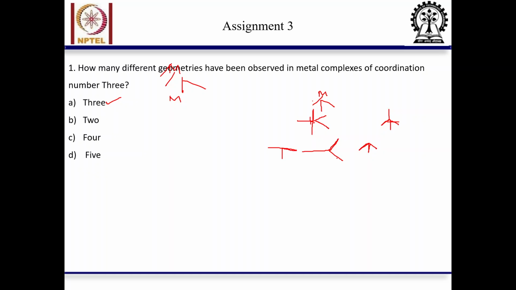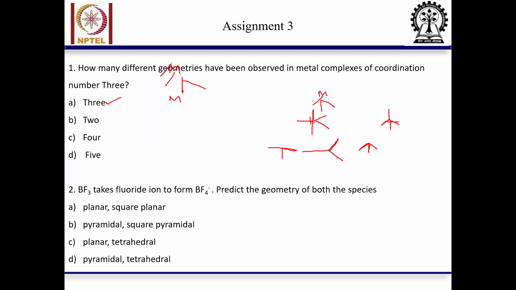Okay, so I will go to the next question. BF3 takes a fluoride ion to form BF4 minus. Here we have to predict the geometry of both species. So what will be the geometry for BF3 and BF4 minus? Can anyone just write in the chat box?